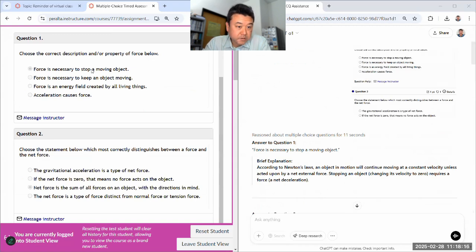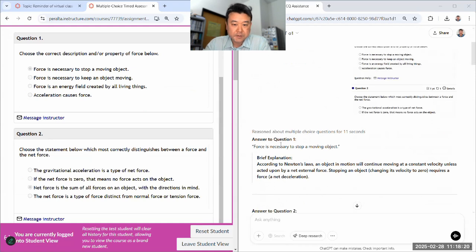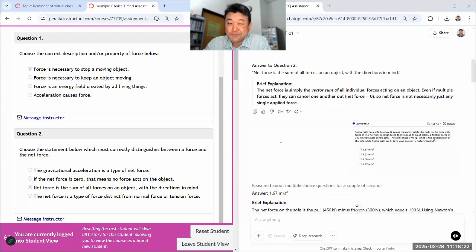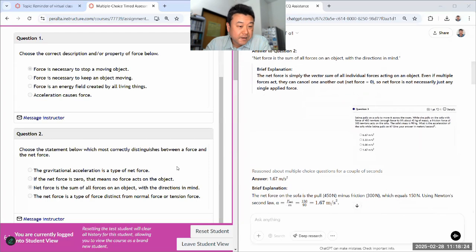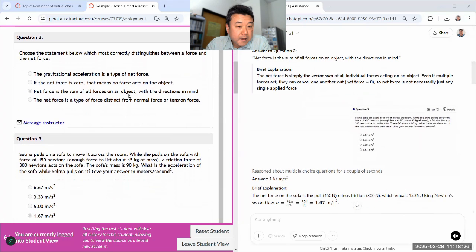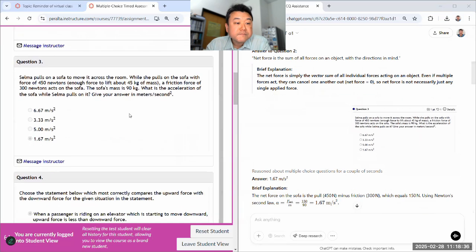Force is necessary to stop a moving object. Yeah, that's correct. So let's move on. ChatGPT has an explanation which is probably right because it answered right. Question two, distinguish between force and net force. Net force is the sum. Yeah, that's correct. So the explanation is probably correct.